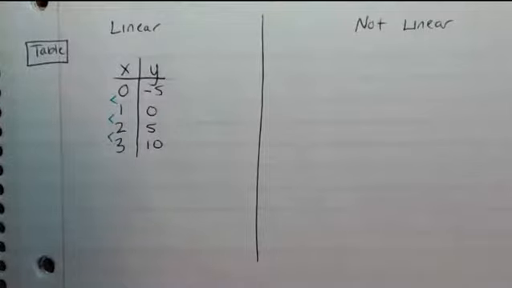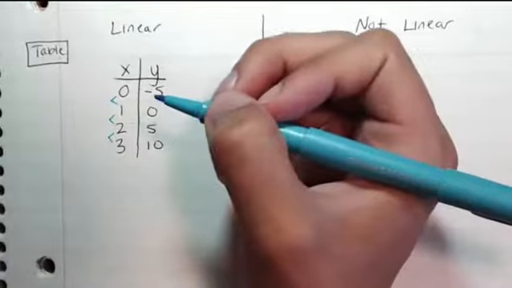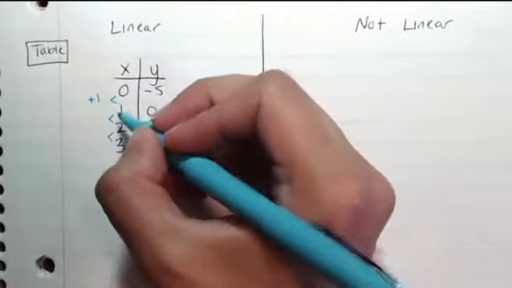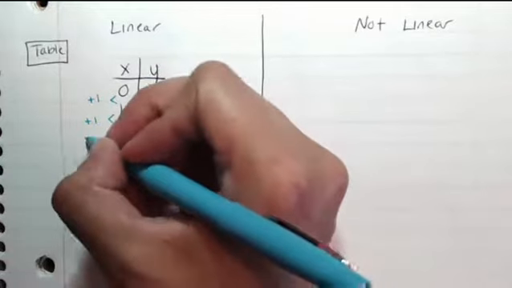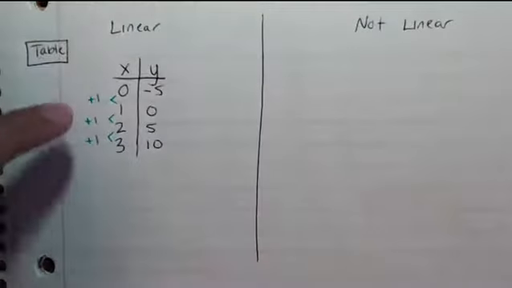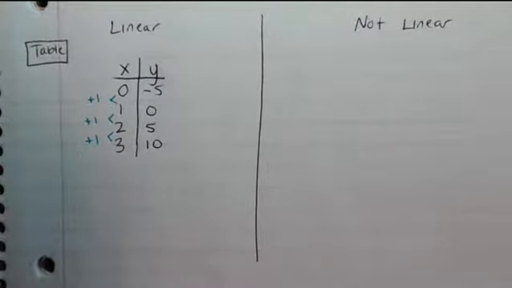So on the x side, or the domains, what's happening from 0 to 1? What happened? I added 1. From 1 to 2, I added 1. 2 to 3, I added 1. If all of those are constant, okay, then so far so good. But we have to check the y values as well.